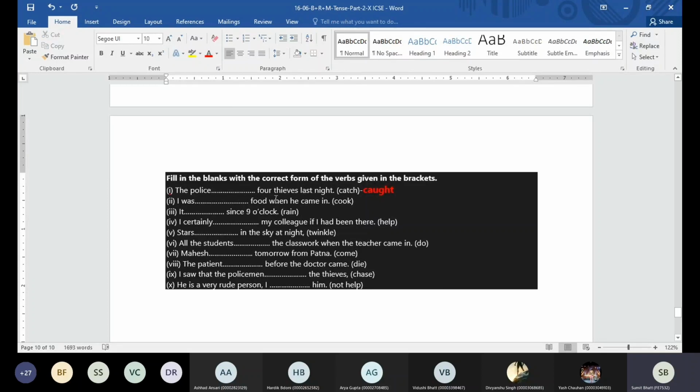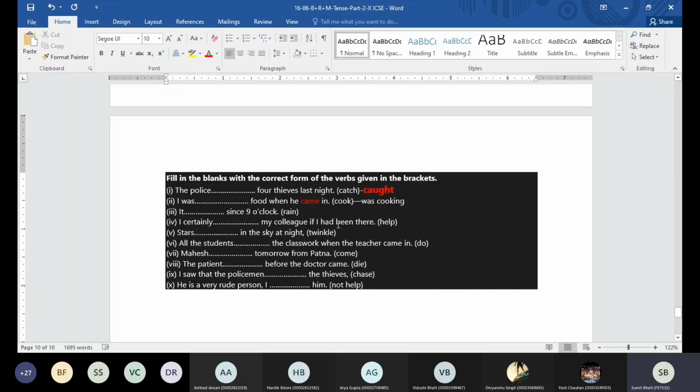Now, if the police caught thieves last night before something else happened, then can I still use caught, or will had caught be there? So had caught. Very good. Next: I was cooking food when he came in. Cooked or was cooking? Was cooking. Was is already given, I think. Okay, was cooking is correct.